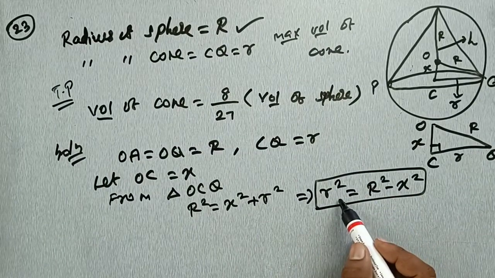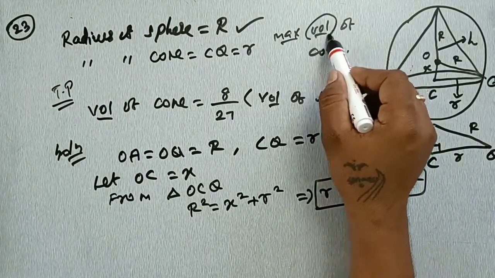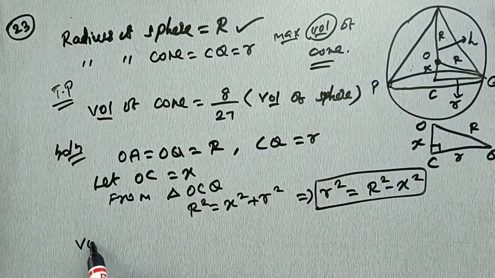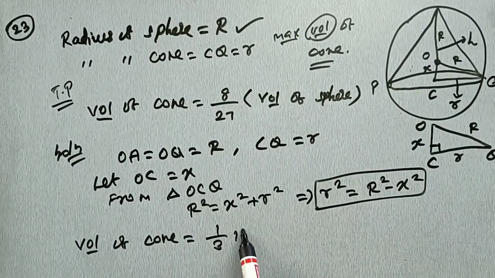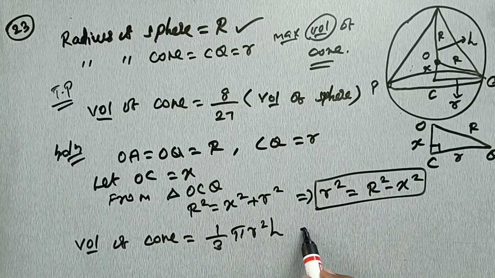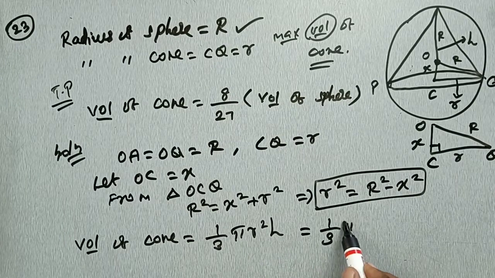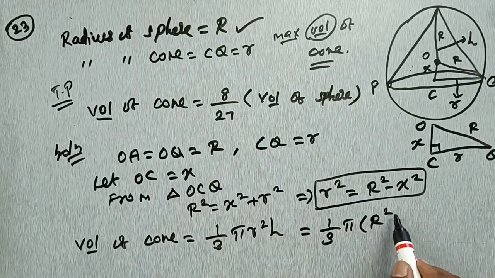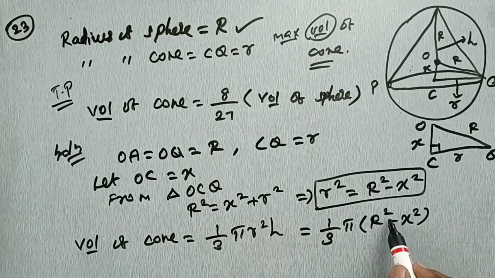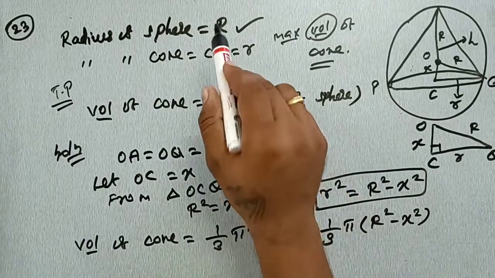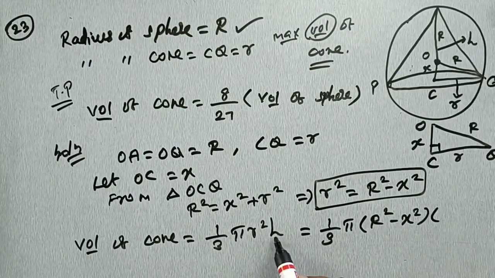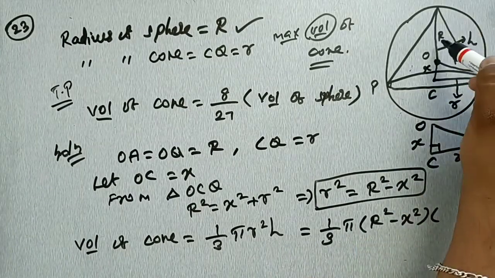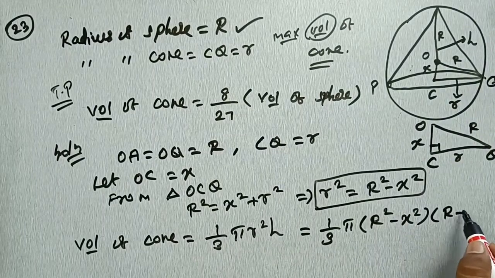Why I am finding r square is because I am going to maximize the volume of the cone. What is the volume of cone formula? Volume of cone equal to 1 by 3 pi r square h. So I am going to replace the values here: 1 by 3 pi into r square, which I have written as capital R square minus x square. Here capital R square is constant because that is given already, but x is not a constant, x is a variable. Similarly, h, the height of the cone, equal to capital R plus x.